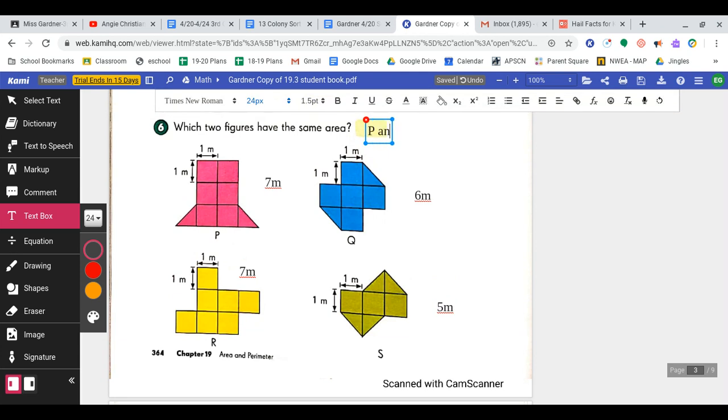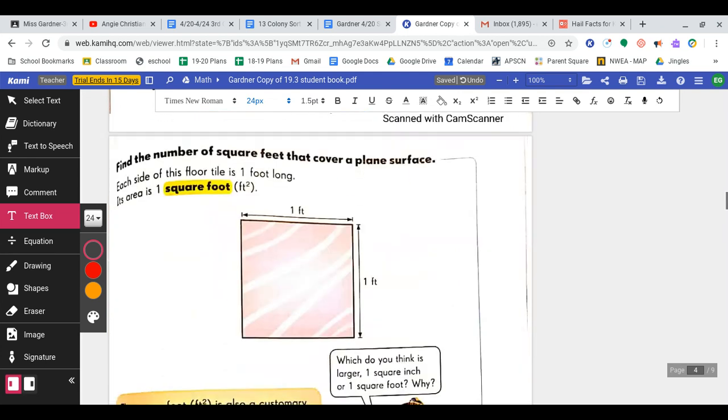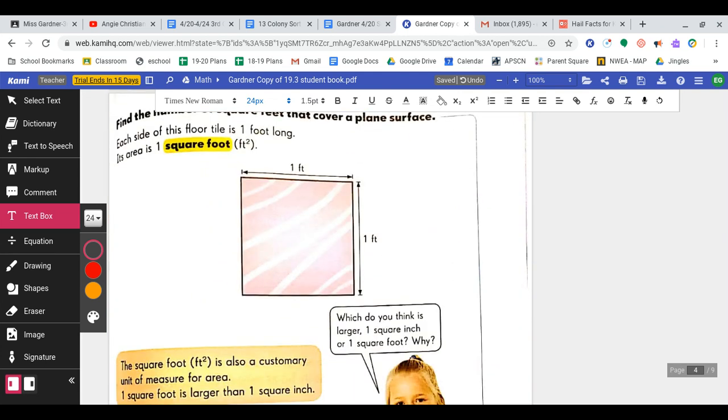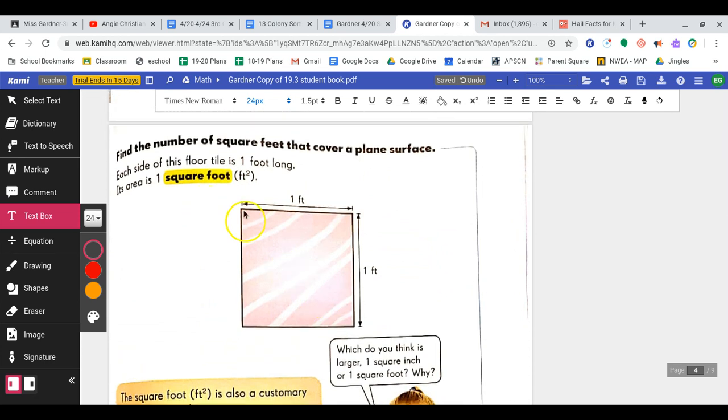P and R. Okay, now finding area with square feet is similar. We're just now looking at feet rather than meters. We can write a square foot as 1 square foot or 1 foot squared with that small 2 above our abbreviation for foot to show it's 1 square foot, 1 foot this way, 1 foot that way.